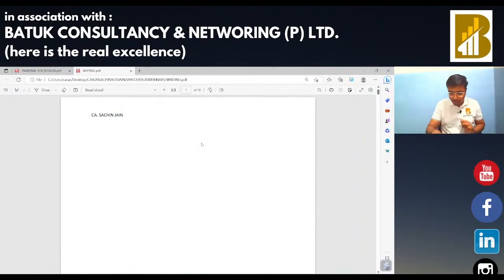Today we are going to start our discussion on a very important topic: analysis of financial statements from the GST audit point of view.